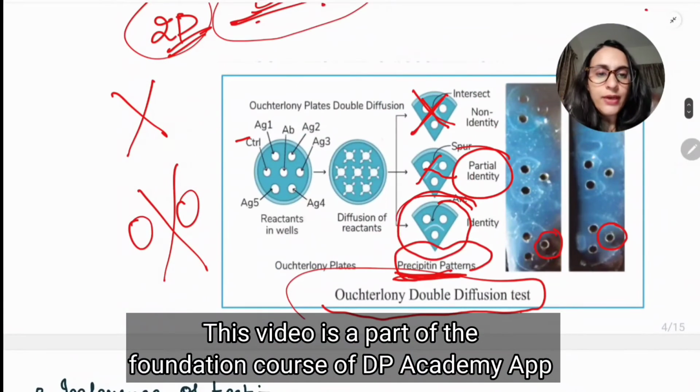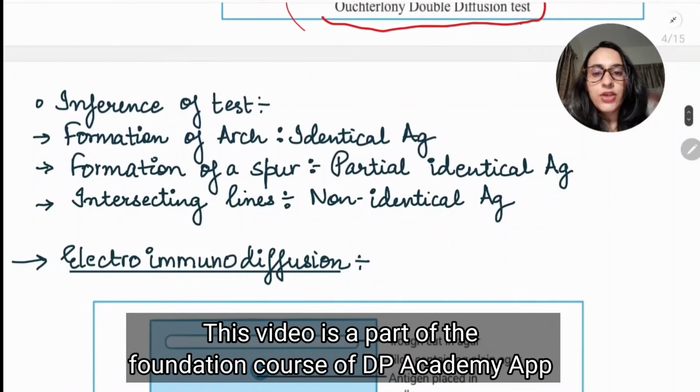So if an arch is formed, that means the different antigens you are taking are identical. If they are showing a cross, that means there are no identical antigens. The antigens are not similar. That means they will show a cross. They intersect. And if they show a spur, that means there are partially identical antigens present.